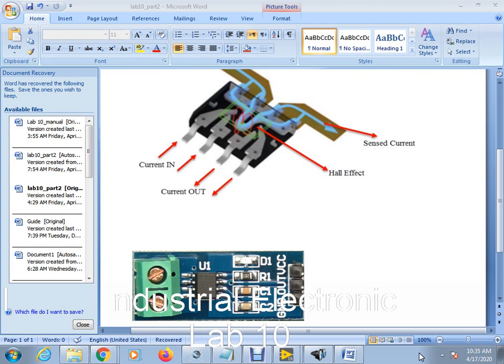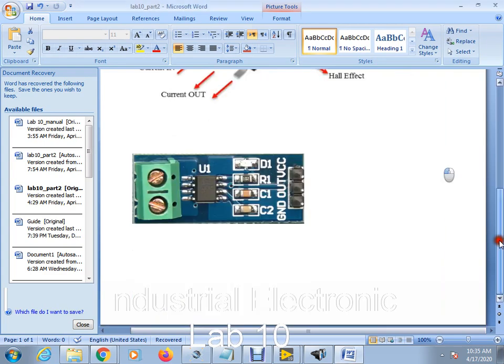So there are output pins: ground pin and VCC, and this is the output pin. This output pin works as an input of an analog terminal of an Arduino.